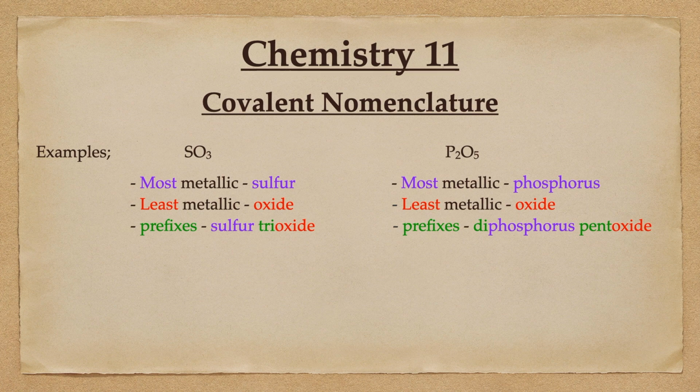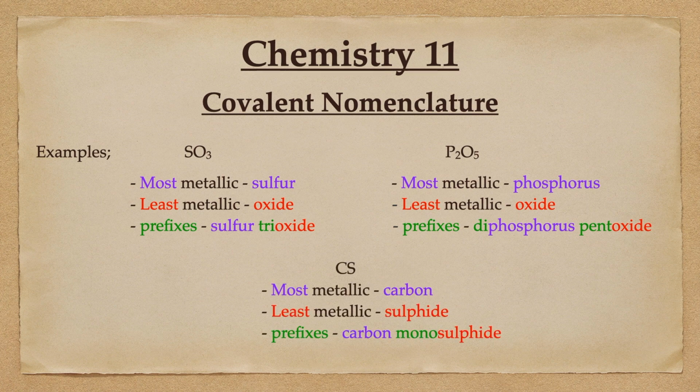Third example, CS, carbon and sulfur. In this case, carbon is the most metallic and is written first. Sulfur is the least metallic and written second with the ide ending, and there's only one of them, so we call it carbon monosulfide.